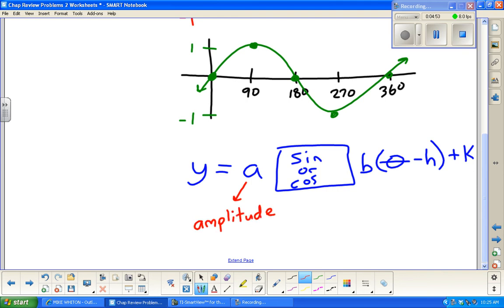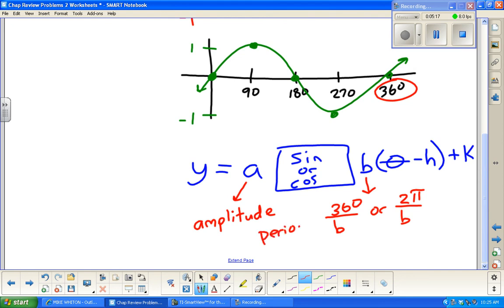Okay, so that'll just make the graph taller. The b will change the period, and in these original ones the period was 360. If there's a b value there, you just have to take the 360 and divide it by that. Or if you're in radians, 360 is the same as 2 pi radians, and pretty much all the word problems are going to be in radians, so we're going to use 2 pi. And again, this will give you the new period.